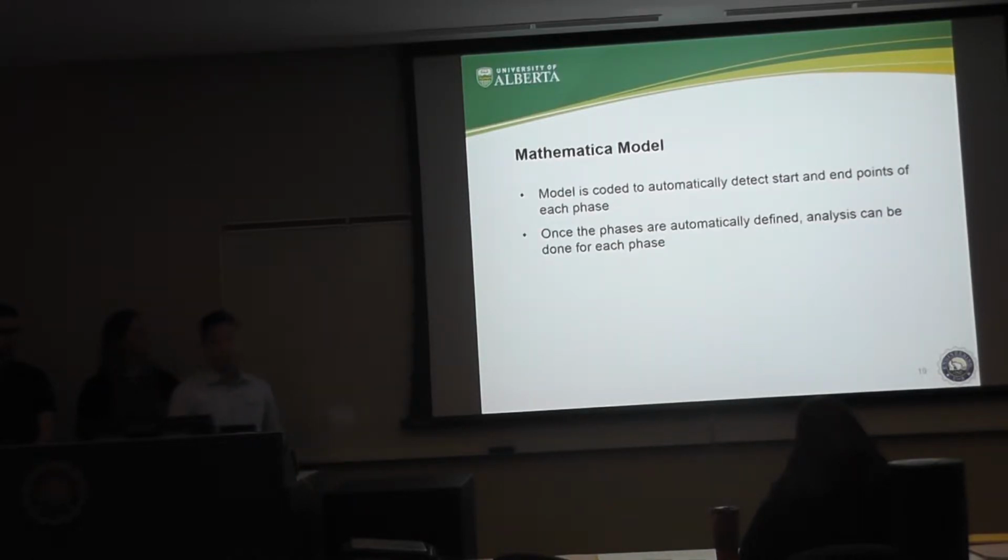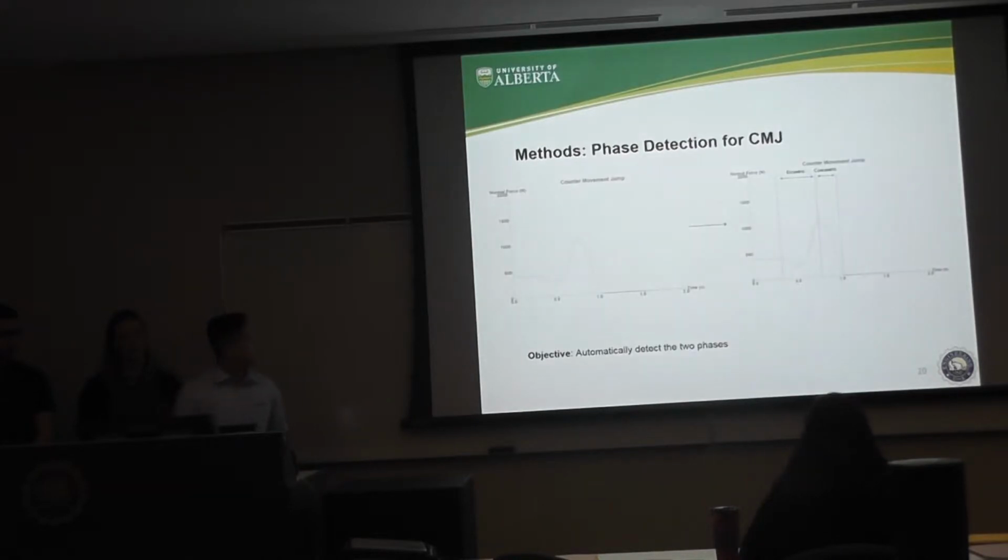So after all of this, we developed a model that's continuous. There's less noise in the data now. So the next point is to automate this process to give us the defined phases that Meredith was talking about. So the first jump that we attempted to automate was the counter movement jump. So we were able to successfully determine T1, T2, and T3.